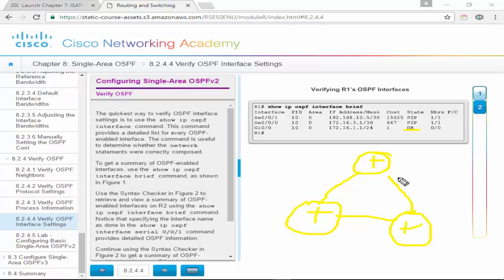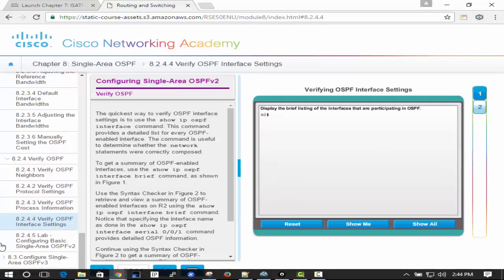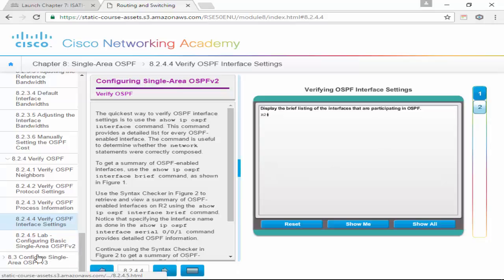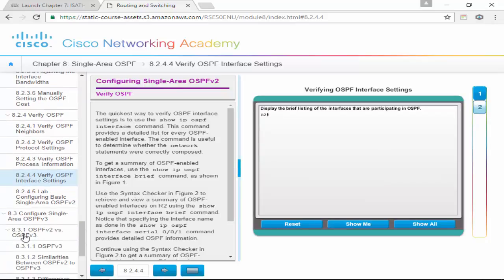It's probably a switch in between these. We could have them, something like that. So there's multiple paths, that kind of thing. Anyways, that's what we see there with the show IP OSPF interface brief. There are a lot of command questions on this one.